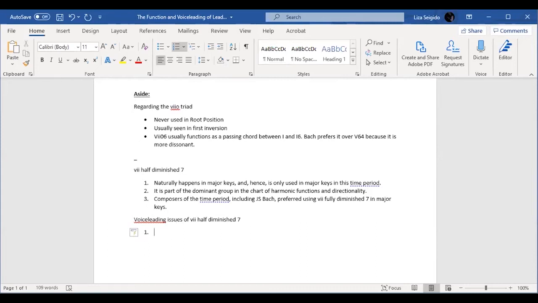Okay, so the first voice leading issue: when you use 7 half diminished 7, guys, you have to treat it like a non-dominant 7th chord. You have to prepare the 7th. What does that mean, prepare the 7th?